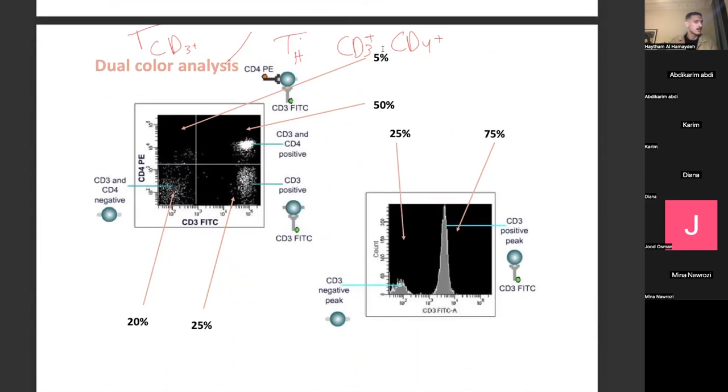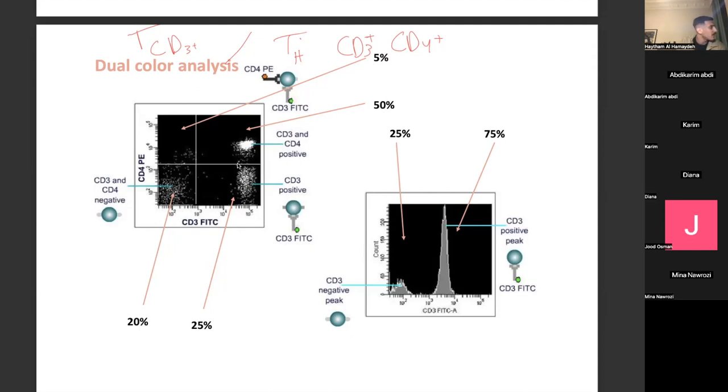This may be confusing for many. As we remember, we have plus plus, plus negative, negative plus, negative negative. Plus plus means I have CD3 and CD4. That's 50%. What's the percentage of CD3s? Give me the total number of CD3s. If I tell you this is CD3 and CD4, and this is CD3 only, what's the percentage of CD3? 75. Why? 50 plus 25.